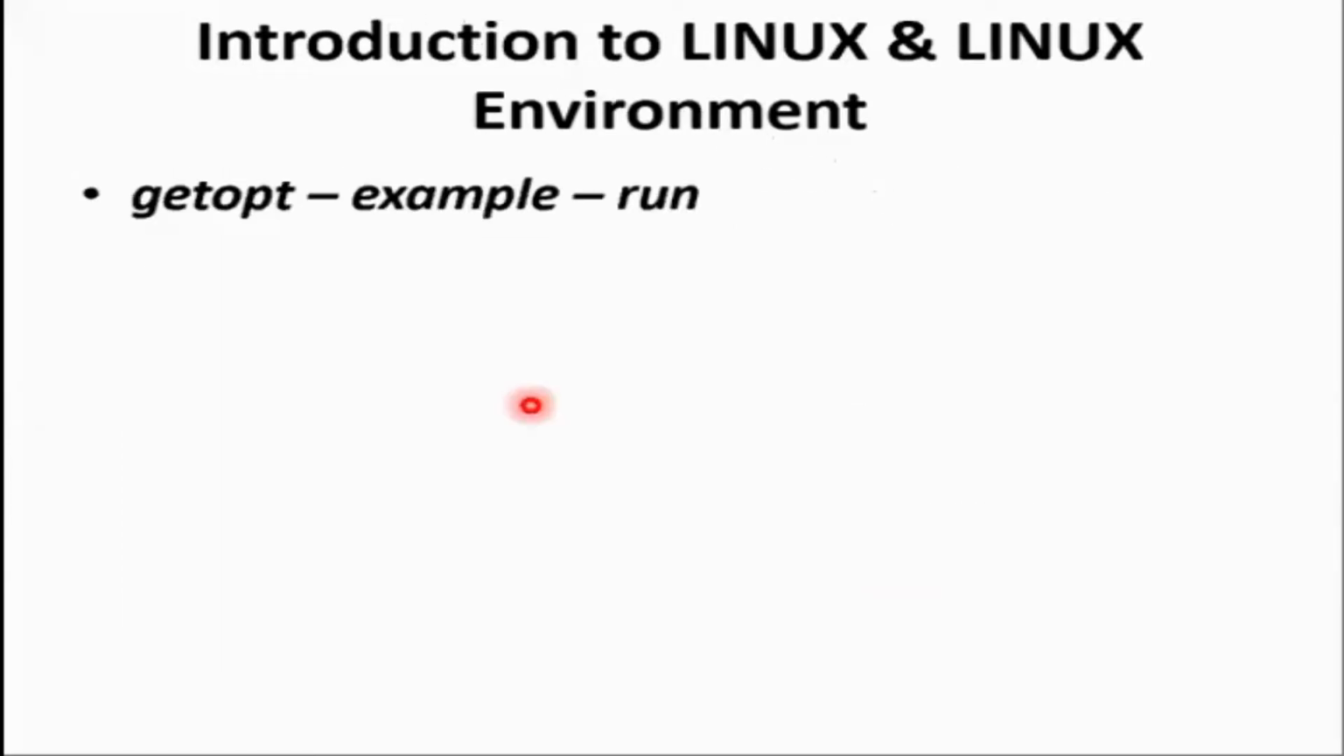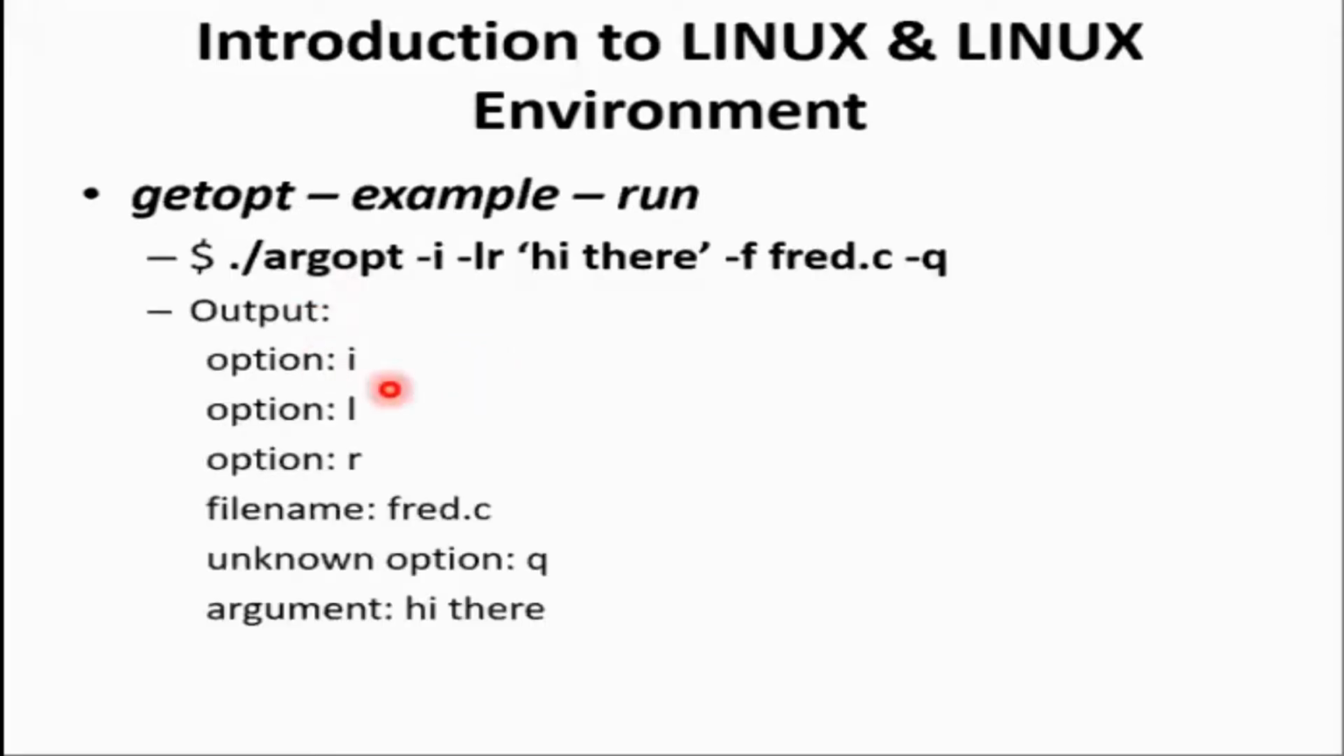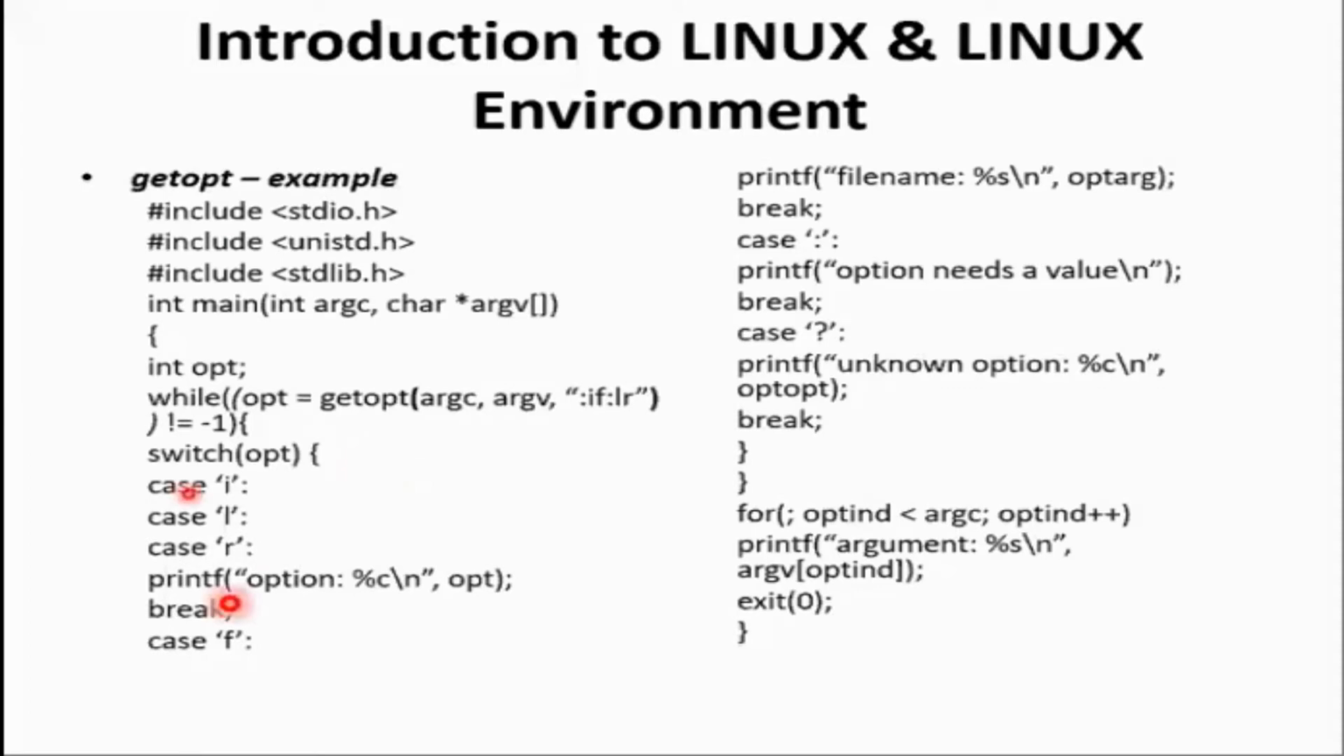When I'm going to run this particular program, it is going to show the output like this: option I, option L, option R. That means if you look here, if it is case I, then case L, then case R. If these 3 cases are satisfied, then it prints option I, option L, option R. So case I prints option I. Then if it is case R, it prints option R.